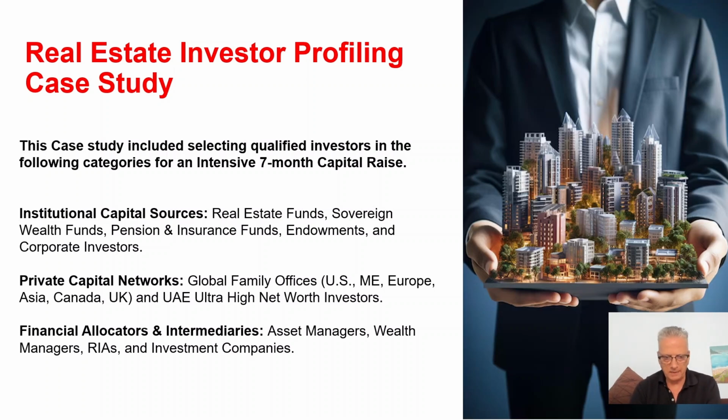One, institutional capital sources. Those include real estate funds, sovereign wealth funds, pension insurance funds, endowments, and corporate investors. And then private capital networks. Those are global family offices in the US, Middle East, Europe, Asia, Canada, and UK, and UAE ultra high net worth investors, which is a custom database. It also includes financial allocators and intermediaries who help with ultra high net worth contacts. These include asset managers, wealth managers, RIAs, and investment companies.